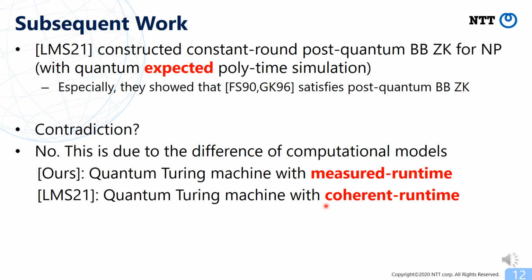And indeed, we implicitly use the measured runtime version without explicitly stating so because we thought that it is natural that a quantum Turing machine should be able to know when it halts. However, LMS21 pointed out that this is not the only possible model, and by considering a coherent runtime version, they can overcome our impossibility result. Please refer to LMS21 for the details.